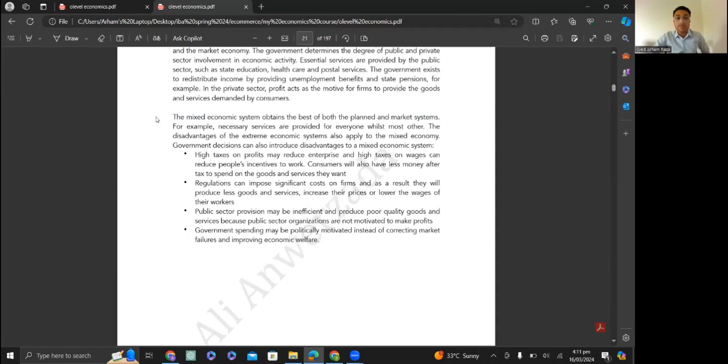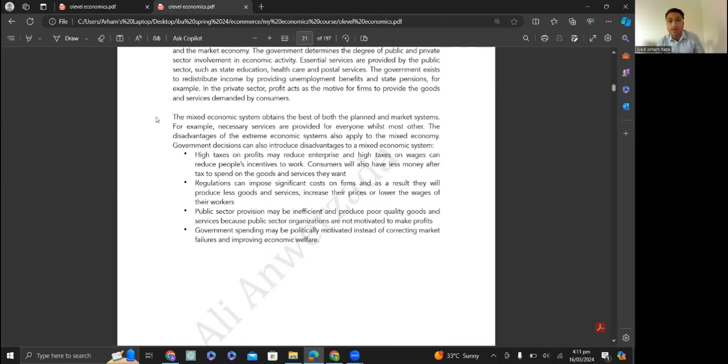It is mentioned that the mixed economic system obtains the best of both the planned and the market systems. That is true, because you are gaining the advantages of both systems and discouraging the disadvantages of both. There are some disadvantages of a mixed economic system as well.